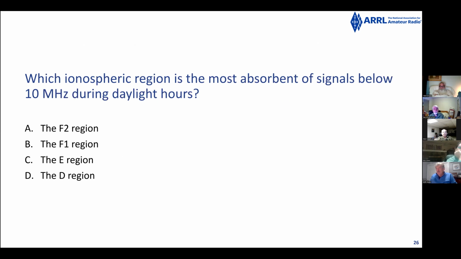Which ionospheric region is the most absorbent of signals below 10 megahertz during daylight? The F2 region, F1, E, or D? D. The D region. Right. Letter D, D region.